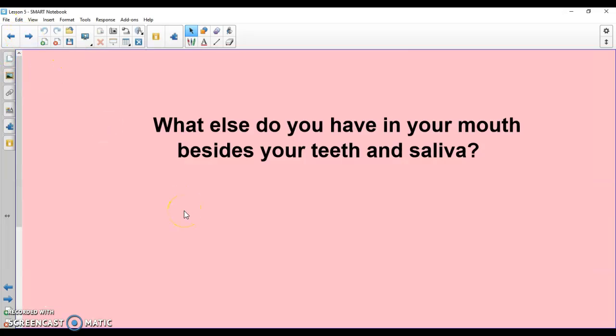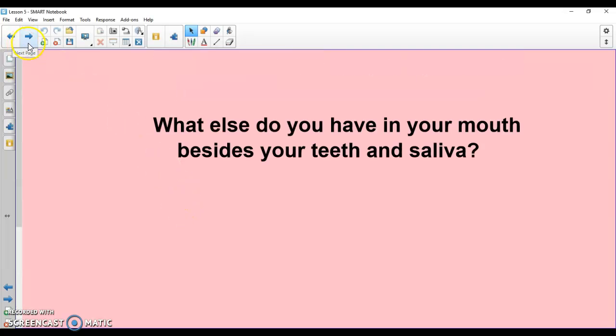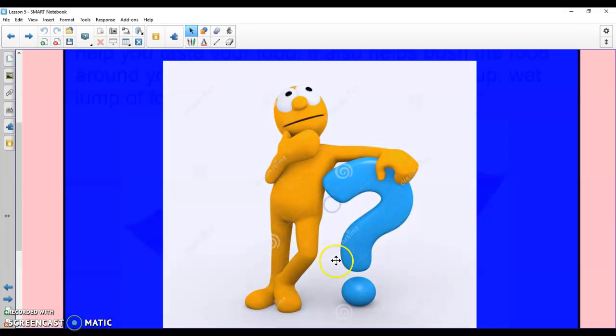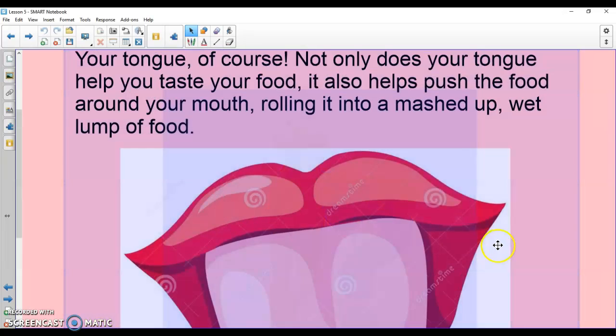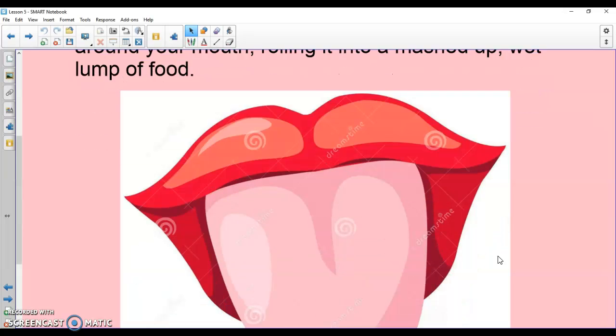What else do you have in your mouth besides your teeth and saliva? What is it? What's the name of that fleshy muscle in your mouth that is covered in taste buds? Yes, your tongue, of course. Not only does your tongue help you taste your food, it also helps push the food around your mouth, rolling it into a mashed up, wet lump of food.